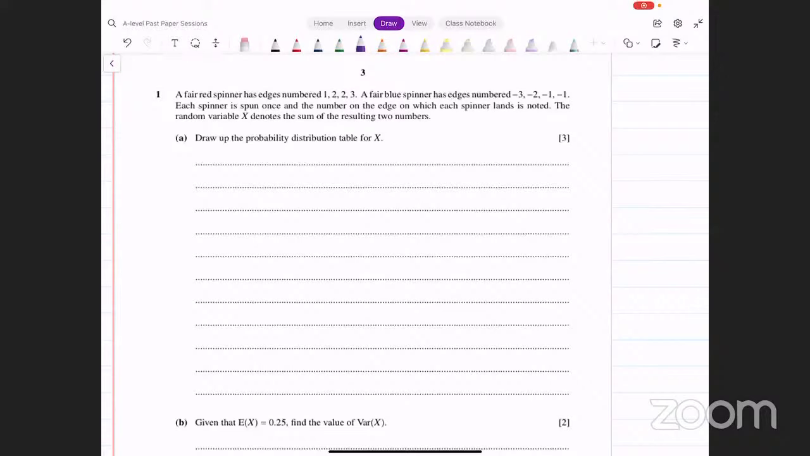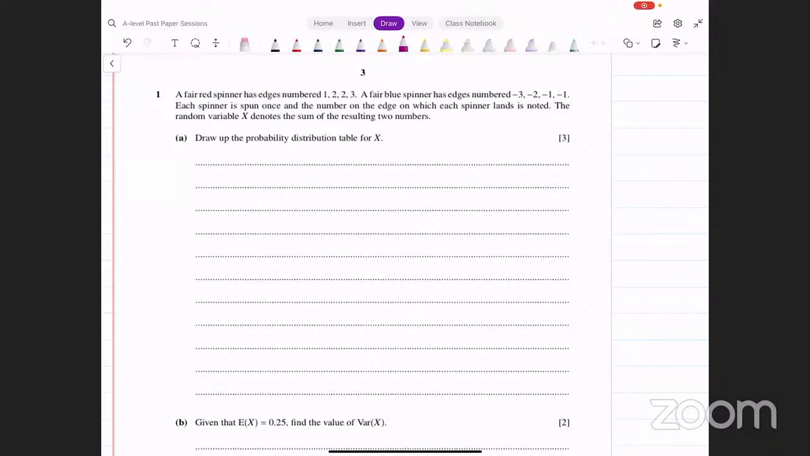Okay, let's begin with the first question. A fair red spinner has edges numbered 1, 2, 2, 3. A fair blue spinner has edges numbered -3, -2, -1, -1. Each spinner is spun once, and the number on the edge on which each spinner lands is noted. The random variable x denotes the sum of the resulting two numbers. अब जो result आता है वो basically इसका sum, ठीक है? इन दोनों numbers का sum.